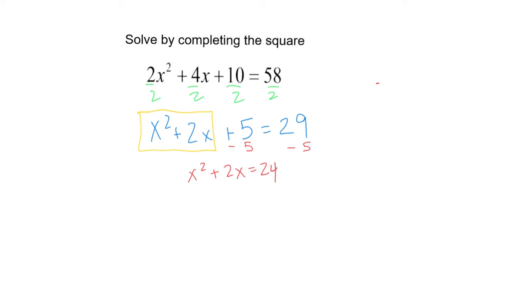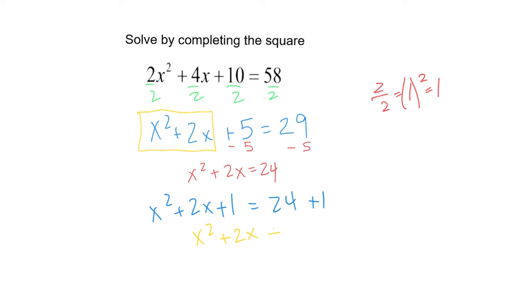Half of b, this is b, half of b is 1. 1 squared is 1. So I'm going to add 1 to both sides. x squared plus 2x plus 1 equals 24 plus 1, because we always know what is on one side has to go on the other. x squared plus 2x plus 1 equals 25. Okay, I want this to be equal to 0, so I'm going to subtract 25 from both sides. x squared plus 2x minus 24 equals 0.